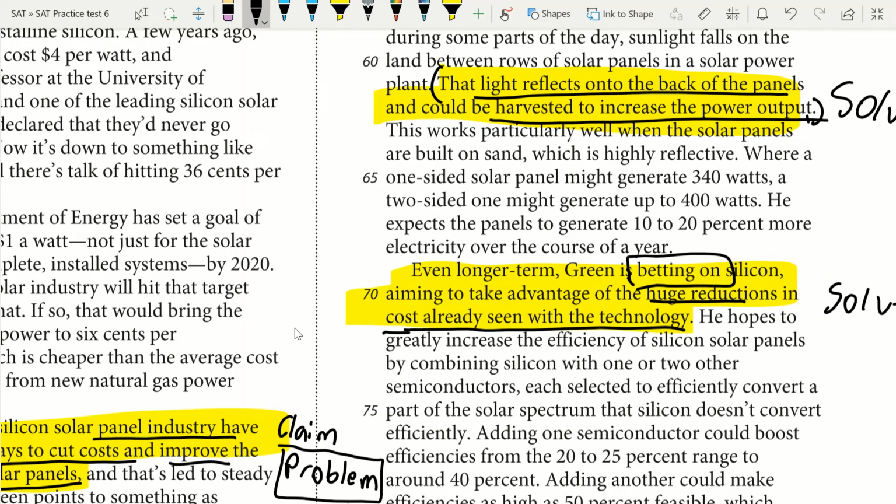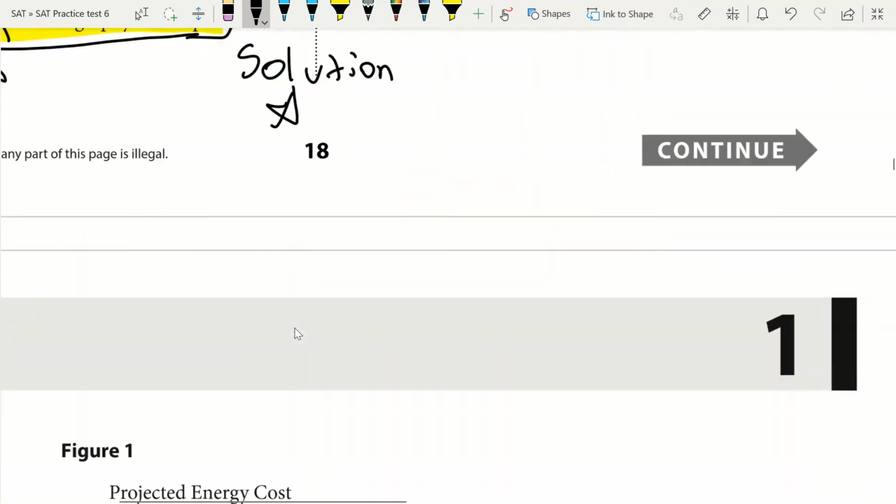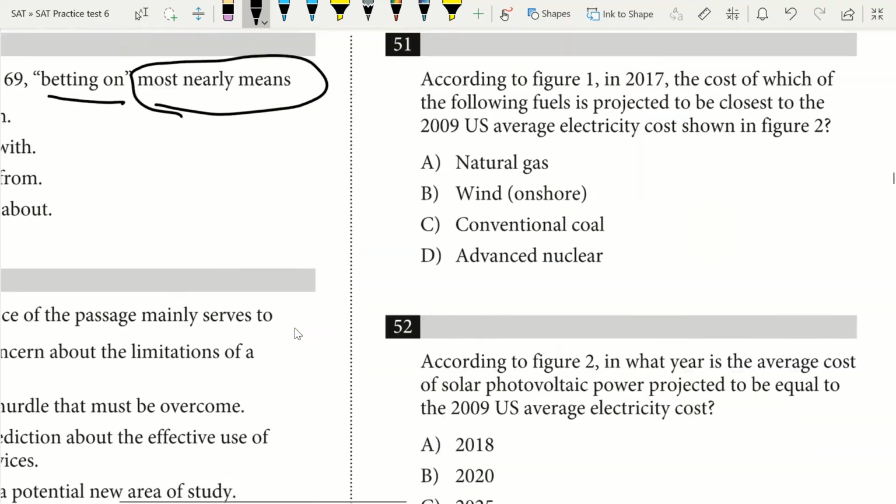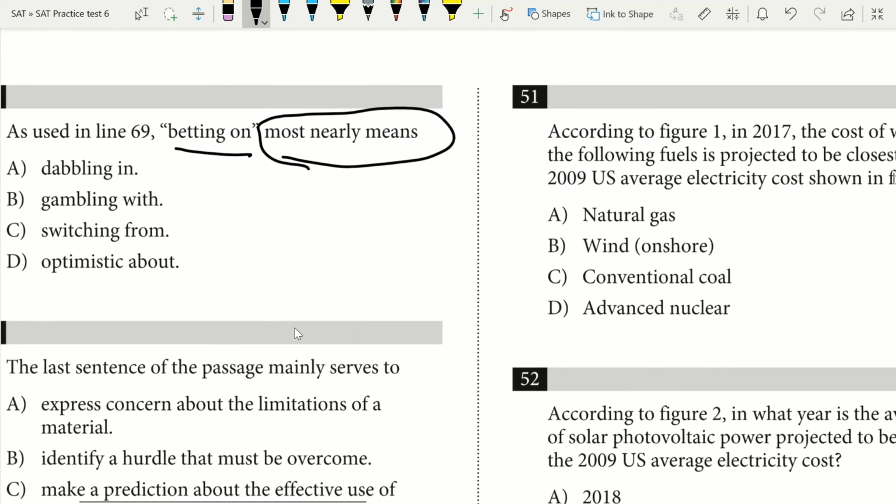Well, he's not gambling on silicon. Okay, that's wrong. What he is doing is he is pretty much counting on silicon, or he's pretty much pursuing that as his goal for lowering that cost of solar, right? We would say he's counting on silicon. We could say he is relying on silicon. Either of those would be possible answer choices. I don't know if either of those were given to us when I recall what we had as our options, but we can try to find something similar.